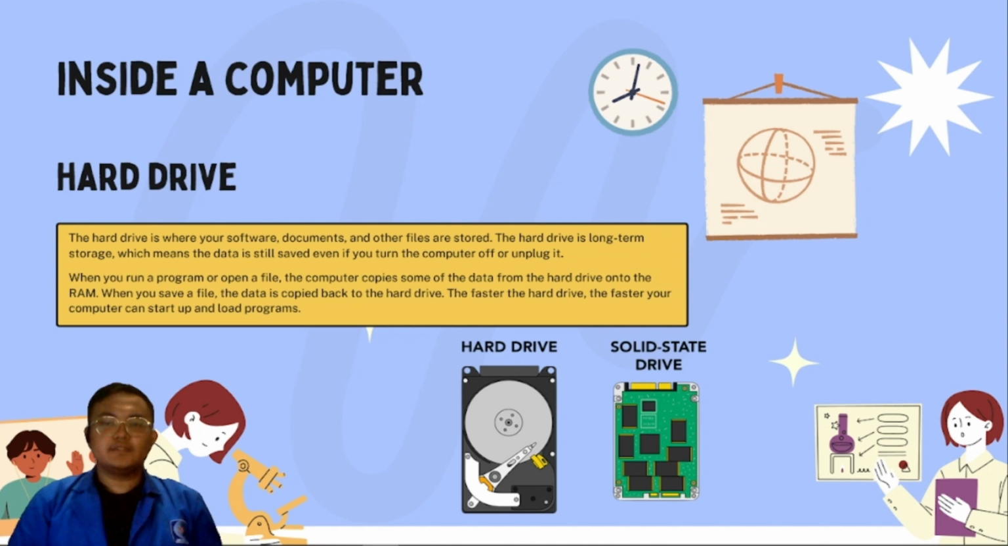This brings us to the hard drive. The hard drive is where your software, documents, and other files are stored. This is long-term storage, meaning the data is still safe even if you turn the computer off. When you run a program, the computer copies data from the hard drive to the RAM, or random access memory. When you save, the data is copied back to the hard drive.